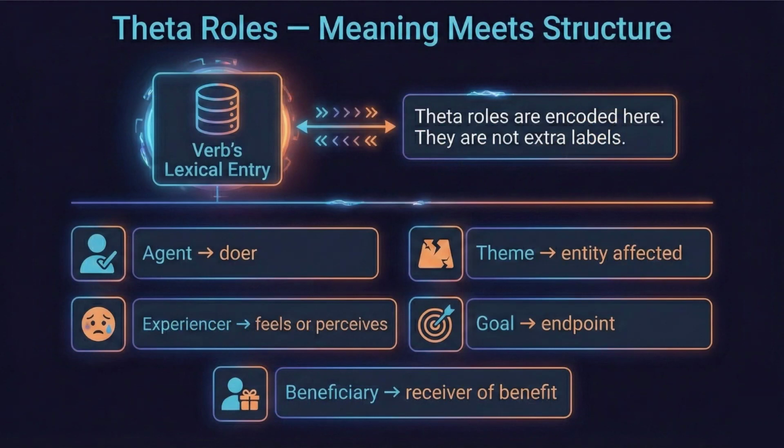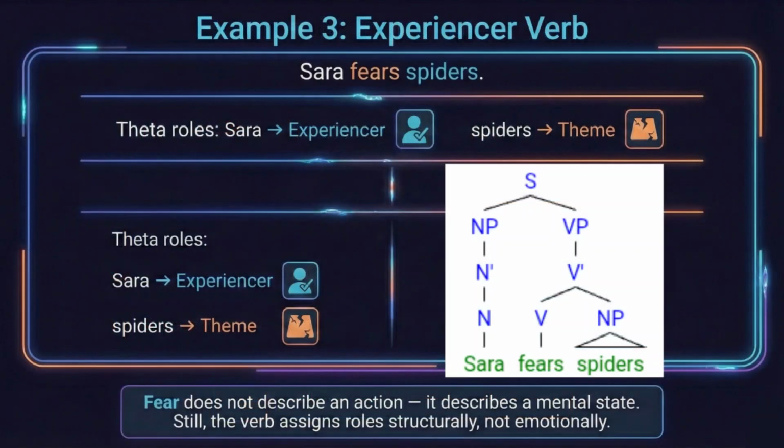Now let's slow down. Theta roles are not extra labels. They are encoded in the verb's lexical entry. Common theta roles we'll use today: agent, the doer; theme, entity affected; experiencer, that feels or perceives; goal, endpoint; beneficiary, receiver of benefit.